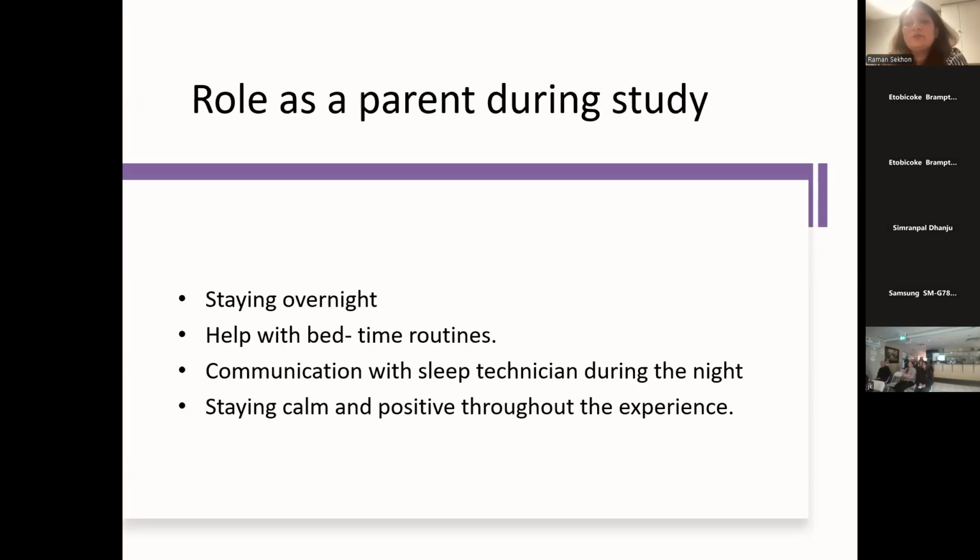It is also important for the parents to stay calm and positive throughout the process and act as a role model for their children. If the parents feel a little emotional, it's going to directly affect the children during the sleep study.